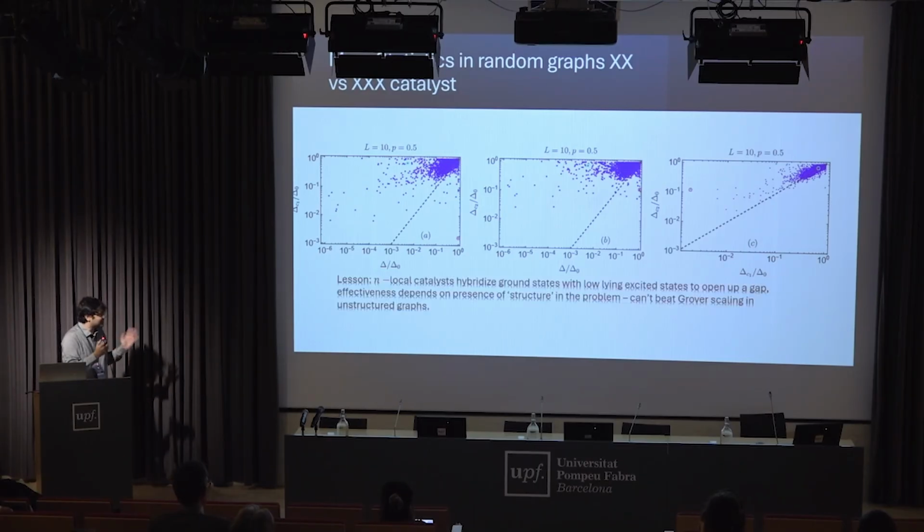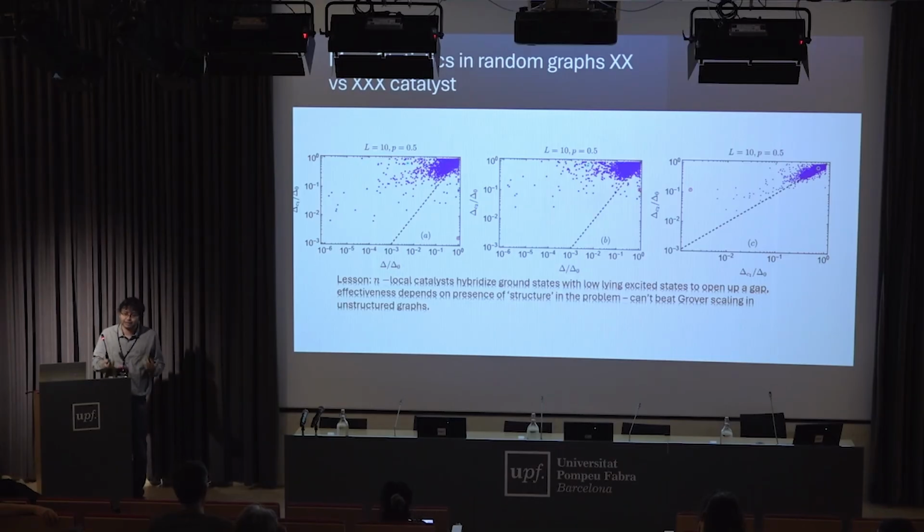So the lesson is that your n-local catalysts sometimes manage to hybridize ground states with low-lying excited states to open up a gap. The effectiveness depends on the presence of structure in the problem. For example, in Grover, there is no structure and no low-lying excited state, so you can't do anything with an n-local catalyst. But with problems with structure, you can do something with it.